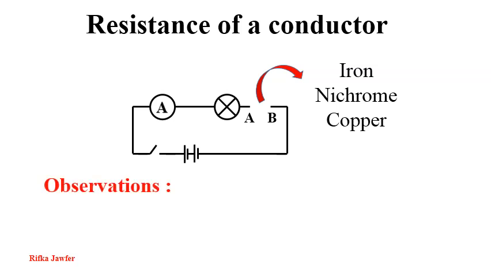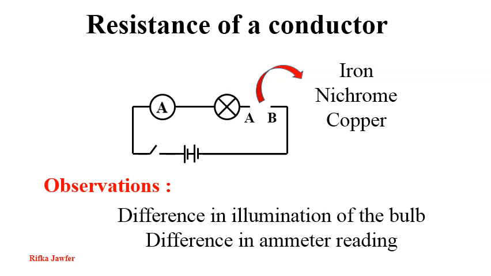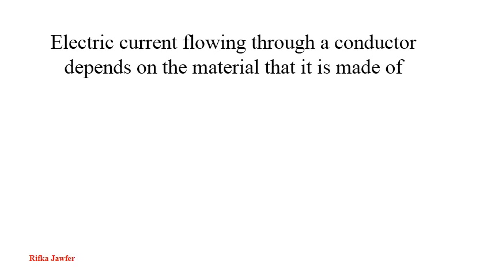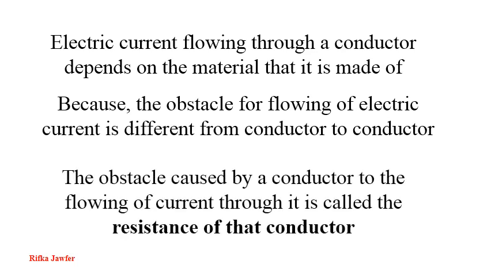You will observe that there is difference in illumination of the bulb and there is difference in ammeter reading. From the experiment it is clear electric current flowing through a conductor depends on the material that it is made of. That was why there was difference in current flowing when iron, nichrome and copper were connected separately. This is because the obstacle or the disturbance for flowing of electric current is different from conductor to conductor. This obstacle caused by a conductor to the flowing of current through it is called the resistance of that conductor.